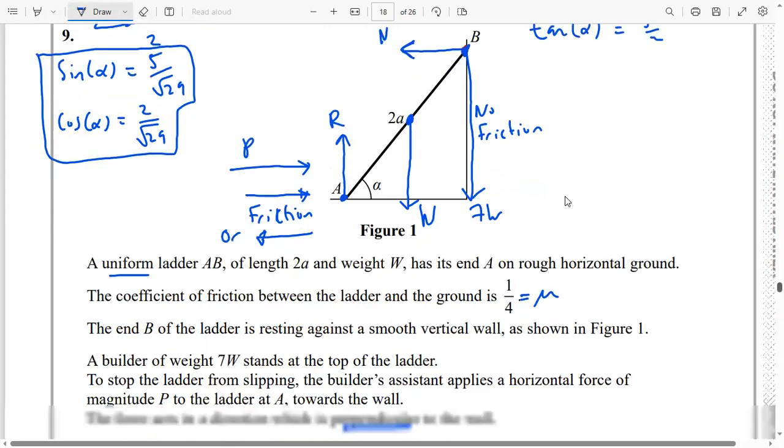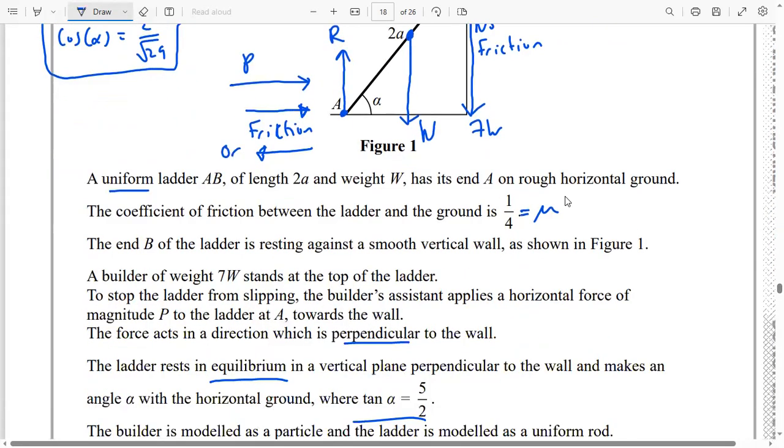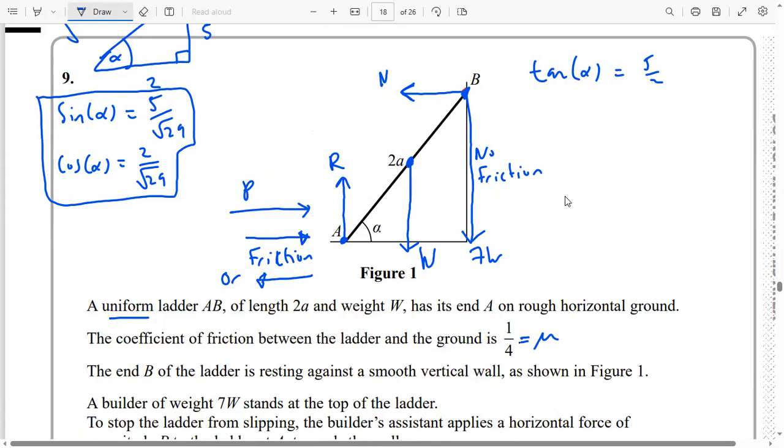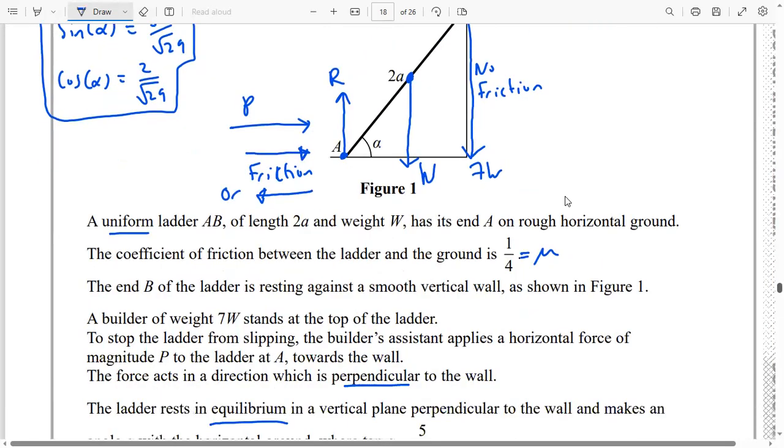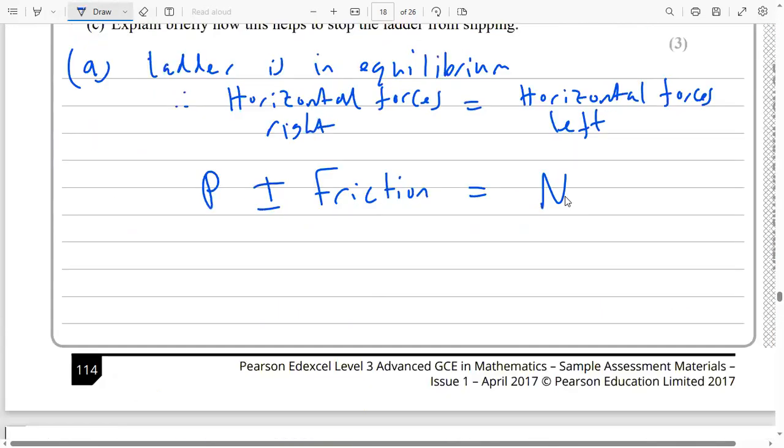So we don't actually know the direction of friction. We just don't have the information. We know the coefficient of friction is mu, and we can try and work out the maximum friction, but we don't know whether the friction is going right or left. So that's why I'm putting the plus or minus sign there. But we can work out maximum friction.